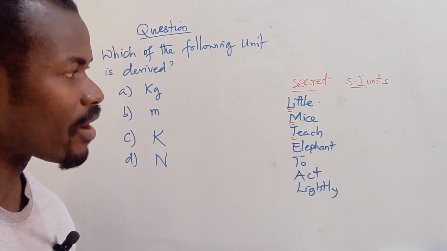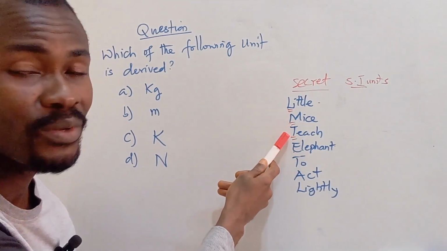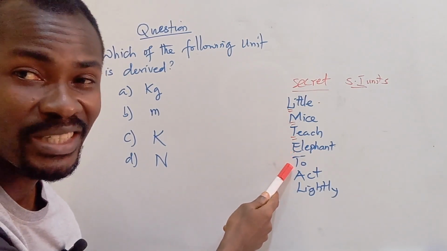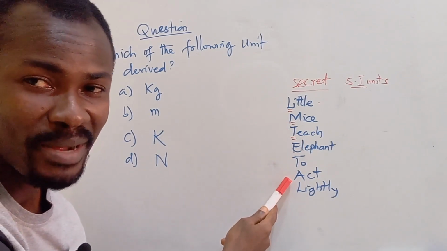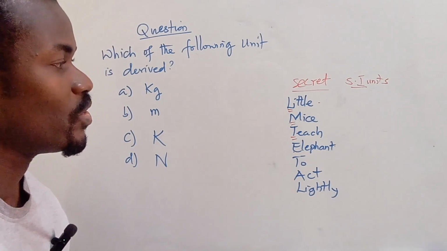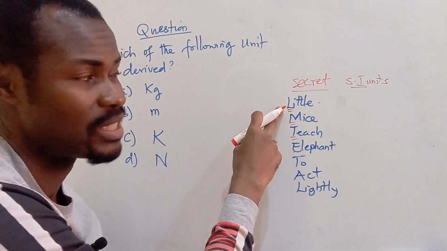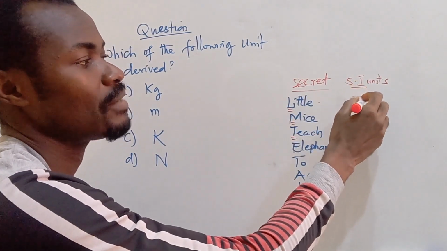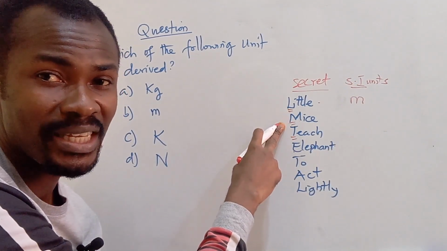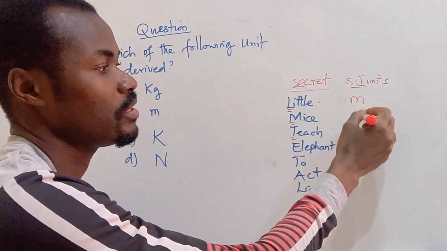So now L here we know is for length, M is for mass, T is for time, E is for electric current, T is for temperature, A is for amount of substance, and L here is for luminous intensity. L, which is for length or distance or displacement, the unit is meter. For mass, we know it is kilogram, so we say kg.